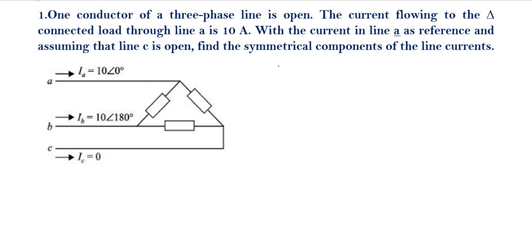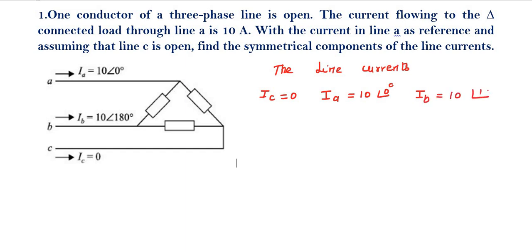What are the line currents given? The given line currents are IC equal to 0, IA equal to 10 angle 0 degree, IB equal to 10 angle 180 degree.